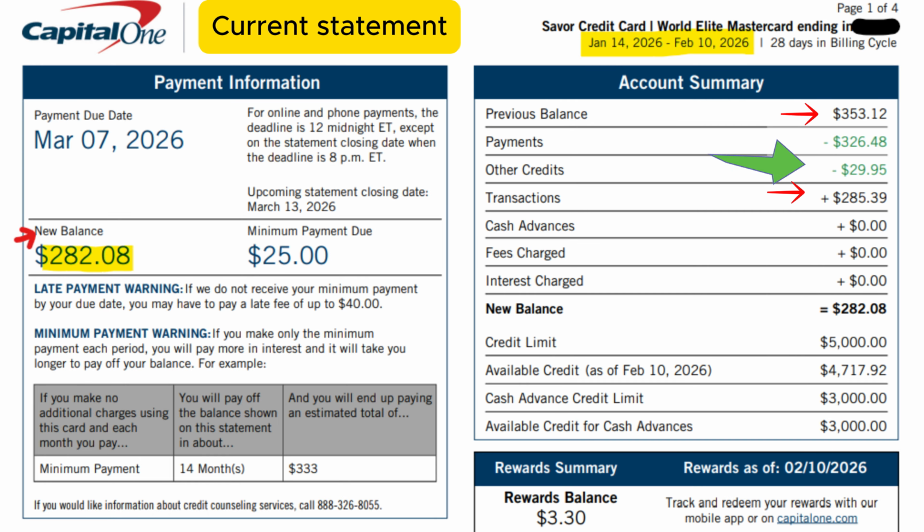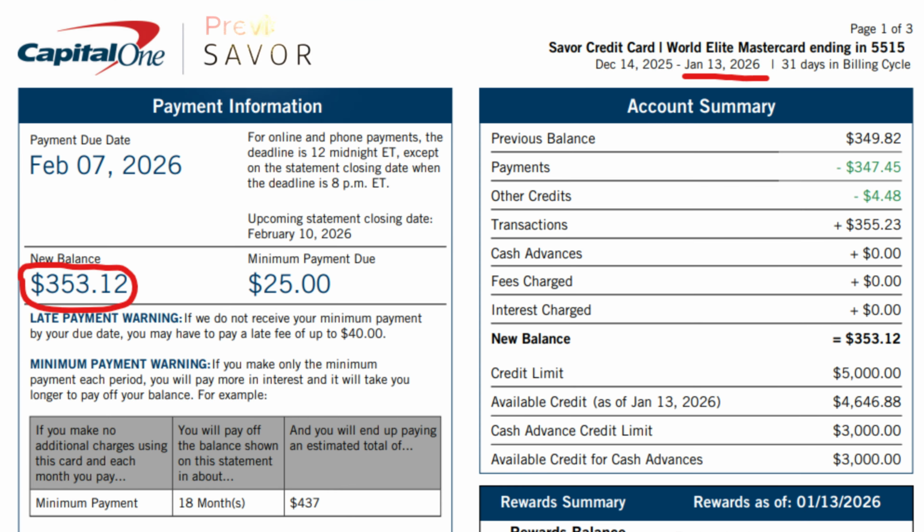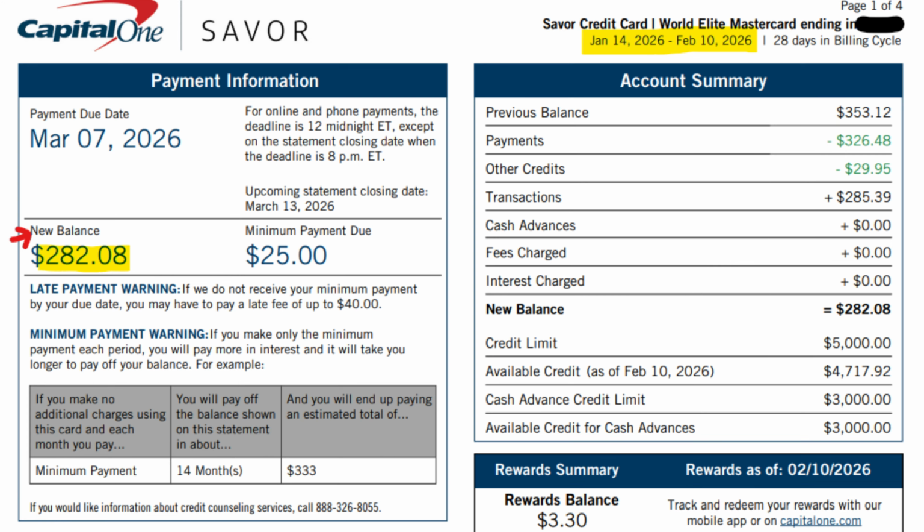Now, just to fully explain these numbers, that $353.12 was my statement balance from the previous billing cycle, which ended on January 13th, which was the day before this billing cycle that you see on the screen started. And the $285.39 in purchases on this credit card bill can be found from the following things.